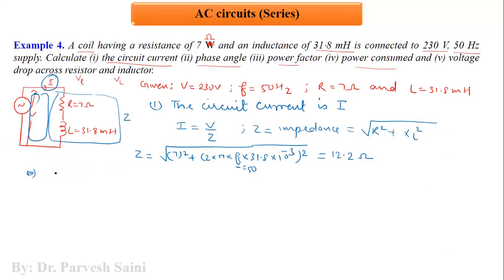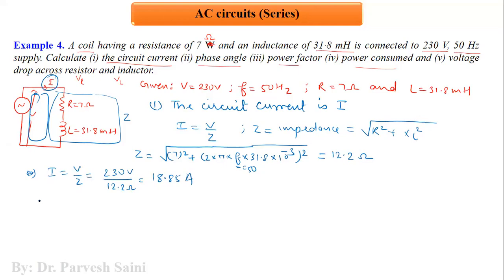Now we can find out the value of I. The circuit current I can be calculated as V by Z. So it is 230 volt divided by 12.2 ohms. So it is almost 18.85 ampere.